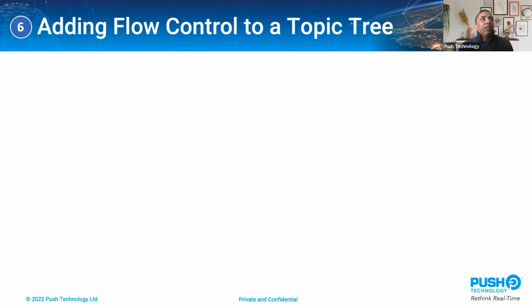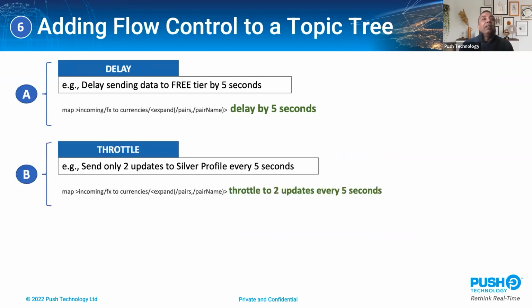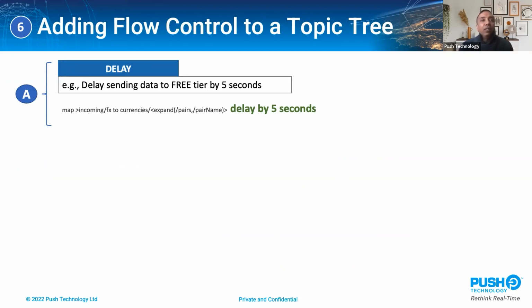The next part is flow control, very critical. As we discussed in the past, for certain free customers, you want to delay sending data by 5 seconds. You don't send the data immediately. There's a delay of 5 seconds or 1 hour, whatever you want. In that case, all you need is to add one small command to the DSL, delay by 5 seconds, when you create a topic tree.